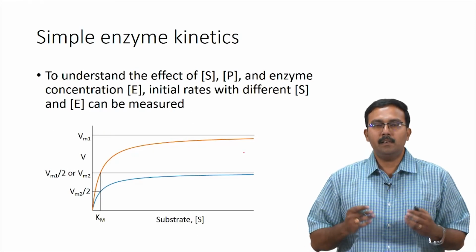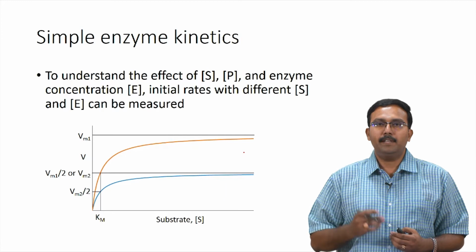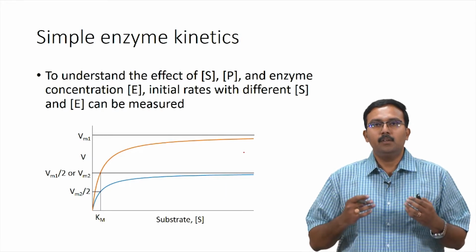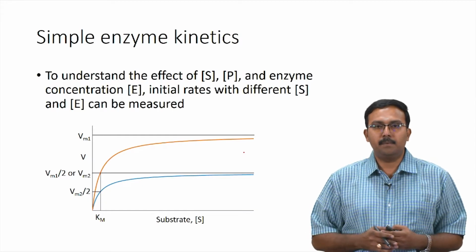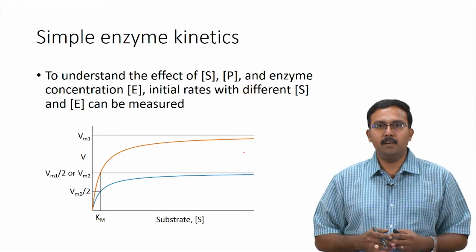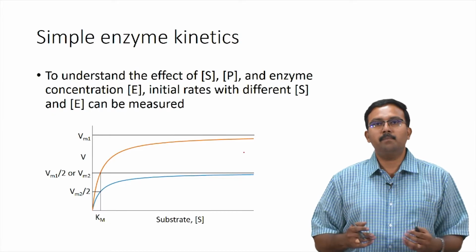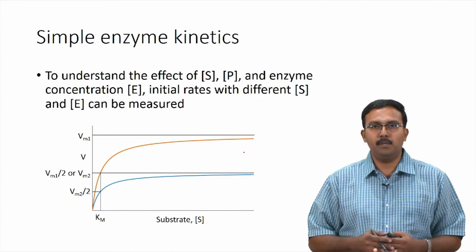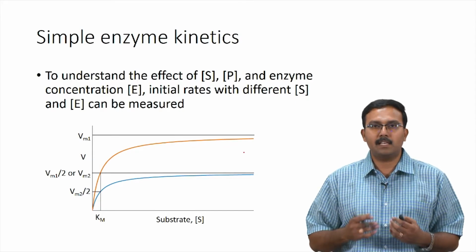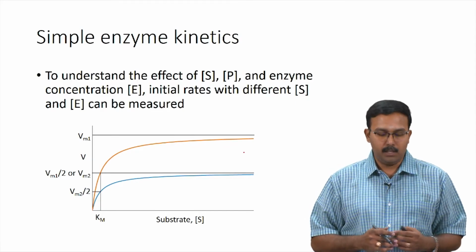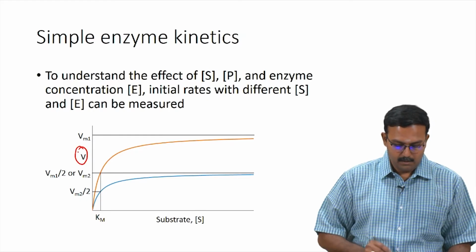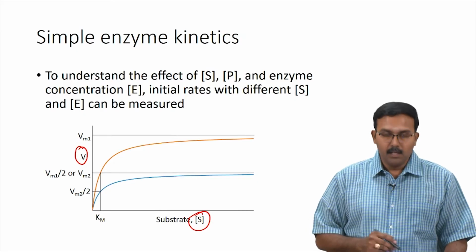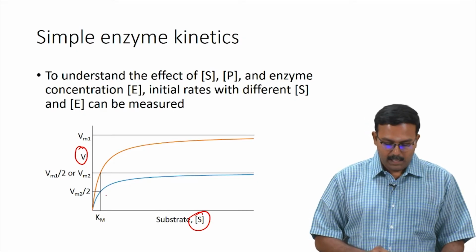So, when you try to understand the effect of substrate concentration, product concentration and enzyme concentration, you get this particular setup. What you have here is results from multiple experiments where different concentrations of substrate and enzymes were used and the initial rate of the reactions were measured. So, this was plotted as initial rate V versus substrate concentration S. This particular plot follows saturation kinetics.